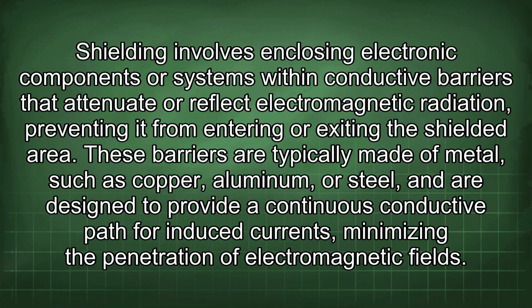Shielding involves enclosing electronic components or systems within conductive barriers that attenuate or reflect electromagnetic radiation, preventing it from entering or exiting the shielded area. These barriers are typically made of metal, such as copper, aluminum, or steel, and are designed to provide a continuous conductive path for induced currents, minimizing the penetration of electromagnetic fields.